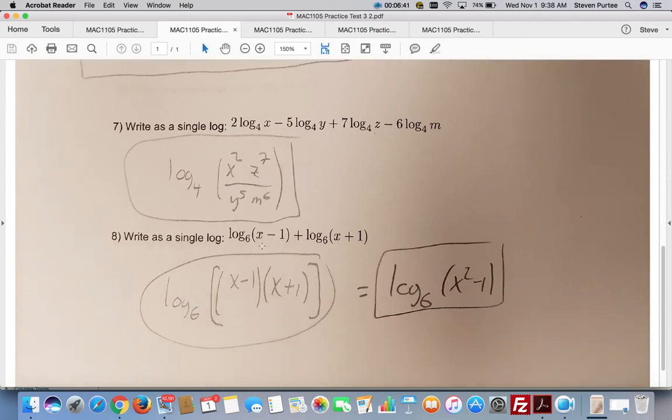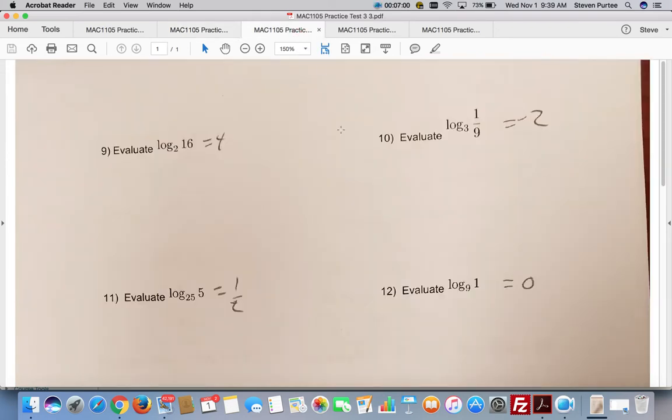This is even easier. I've got a couple of things added outside that becomes multiplied inside. And you could leave it like this. This is perfectly fine. Or you could FOIL x minus 1 times x plus 1 and get x squared minus 1. Okay, next page. We're evaluating logs.